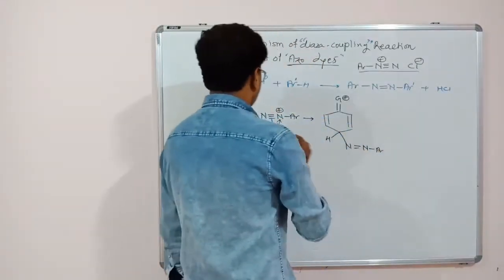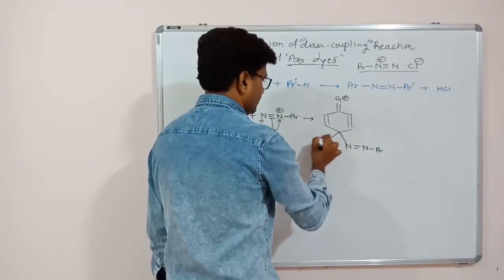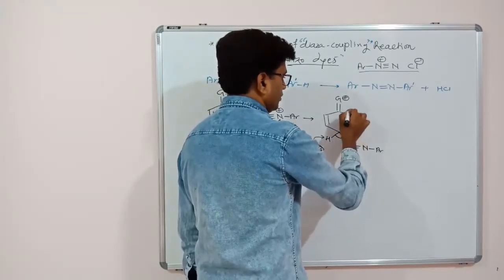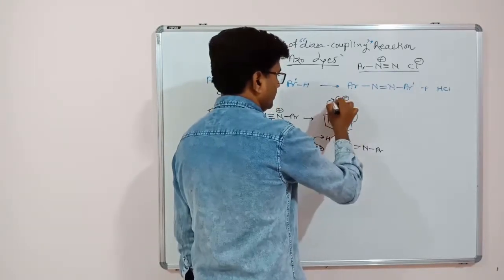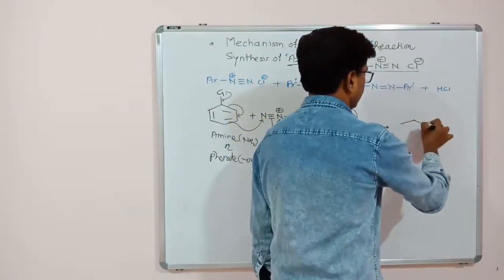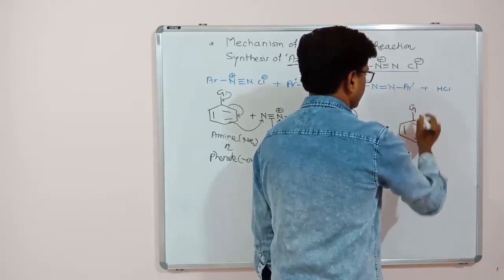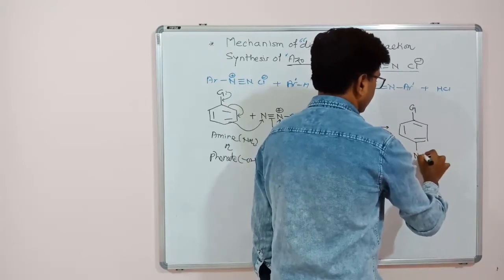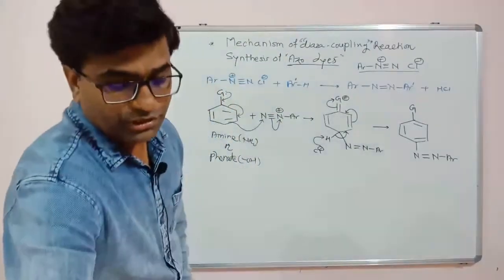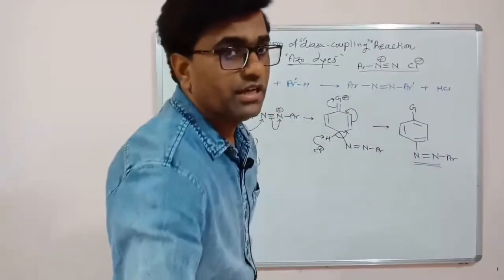So what will happen? Our base is there, that is Cl minus. Cl minus will abstract this proton. So this single bond goes over here, this double bond goes over here, this pi bond will break and G will be neutralized. So we will get a product after aromatization. G is neutralized now. Here is N double bond N Ar. This product is called an azo compound. So this N double bond N is called the azo bond.